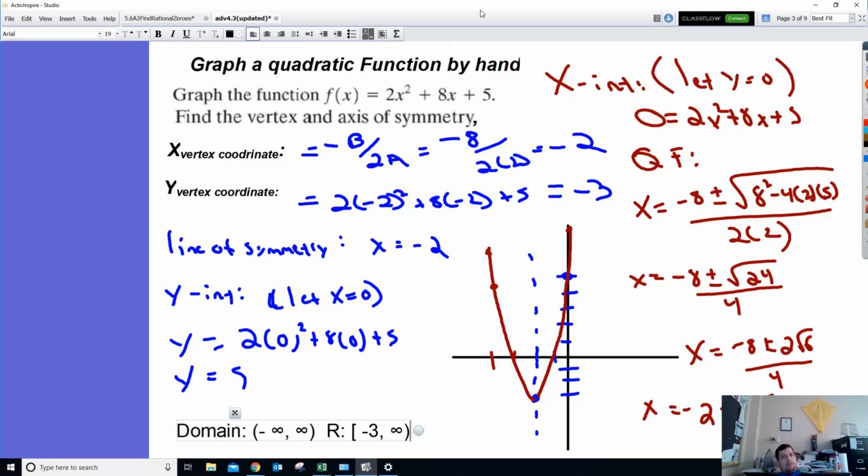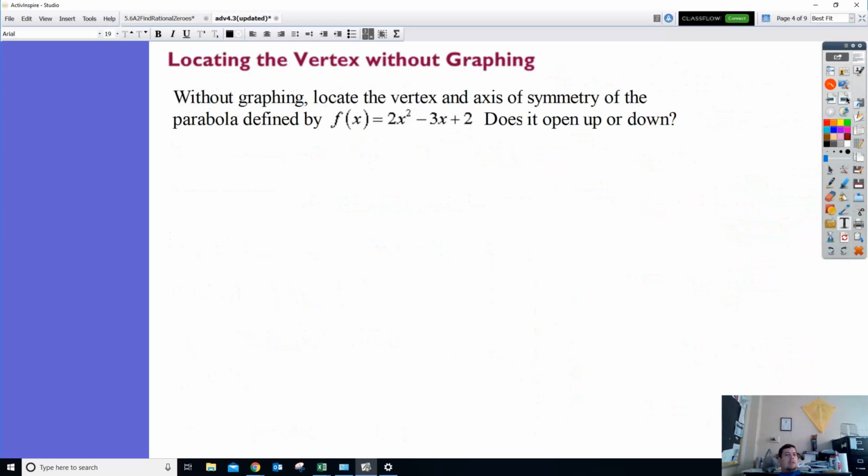I don't know if you guys did this your Algebra 1 year, but you were supposed to. All right, locating the vertex without graphing. Heck, we've already done this. We did this in example A. How do you find the x-coordinate of the vertex?